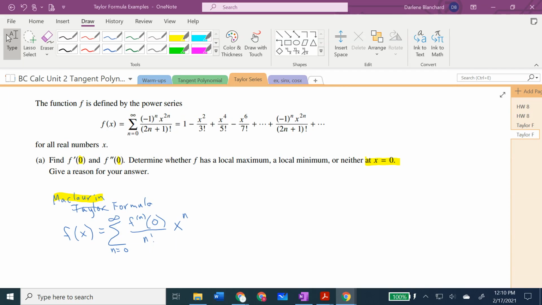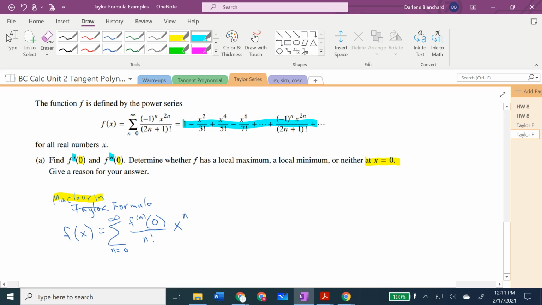This one is a little bit tricky. However, you can solve this problem if you want by taking this polynomial, finding its first derivative, plugging in 0. Then take its derivative again, plug in 0, and that will work perfectly fine.